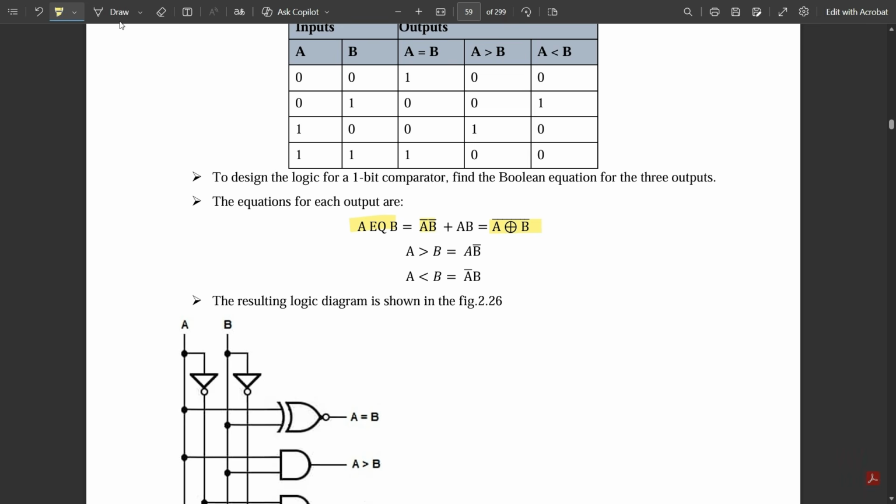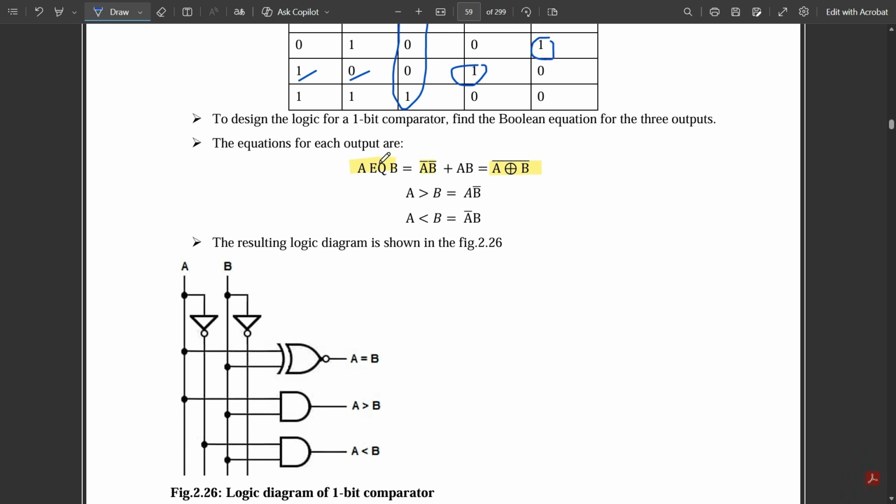Why? Because whatever output is generated here follows the XNOR truth table. So A XNOR B is the output for the first condition. For the second condition, A greater than B, it follows A B bar. Why? Because it is high at the combination of 1 0, and we know that when it is 1 you represent it as A only, and when it is 0 you take the complement of the variable, so B bar. So for this condition the expression is A B bar, and for A less than B the expression is A bar B.